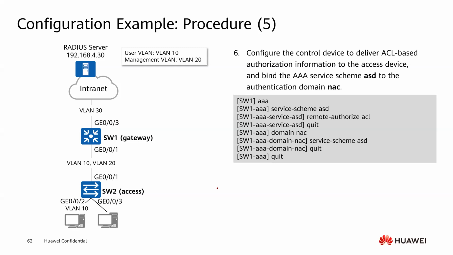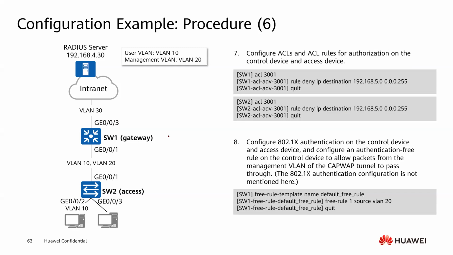And then you need to configure the authorization configurations for SW1. You use this command. That means you will do the traffic control by the ACL on the access devices. And this is the specific ACL. Because you need to establish the web first, the management traffic needs to pass through directly. So you need to create a virtual template to let the CAPWAP traffic exchange in the network.